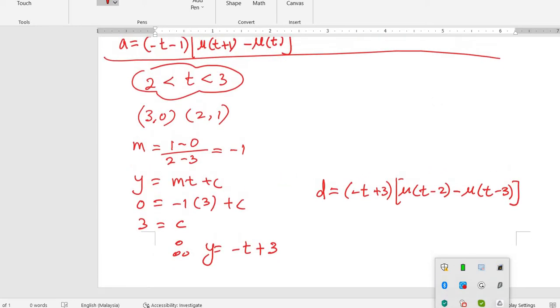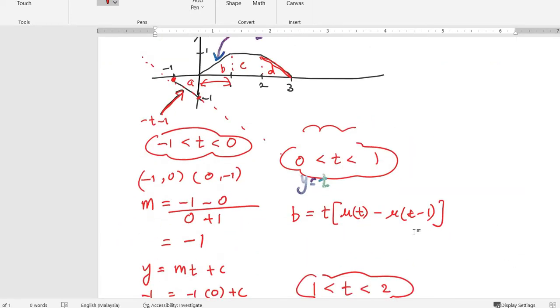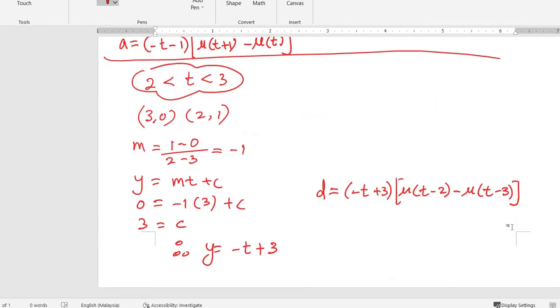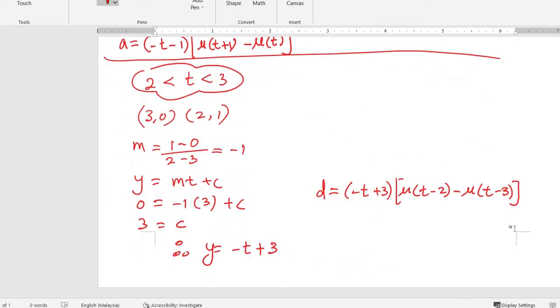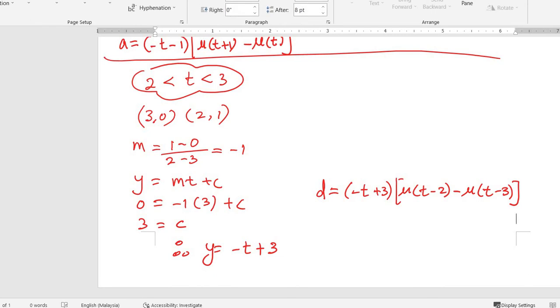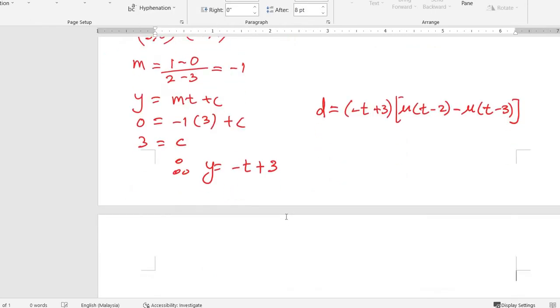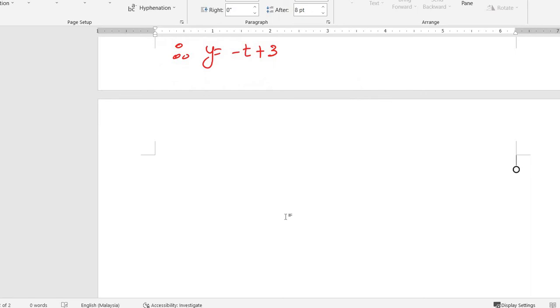So you get A, B, C, D. You can combine them: x(t) is equal to A plus B plus C plus D. So you just combine everything.